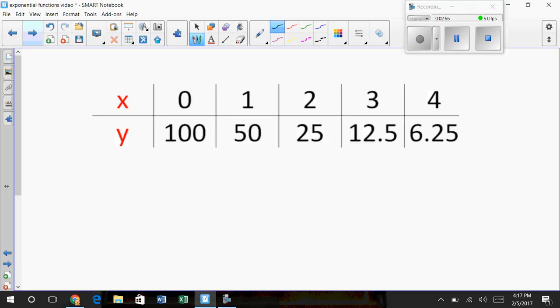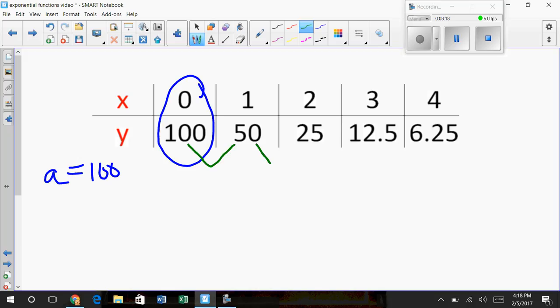So remember, we talked about that A value being not only our initial value in a word problem context, but it's really our y-intercept as well, if we're just looking at the actual numbers. So remember, our y-intercept always occurs when x is 0. So in this case, my A value then is 100. Then if I'm looking at a table, I can do one of two things. I can look at my values and try to figure out the pattern that's happening from one value to the next. I think you can probably tell that these values are being cut in half.